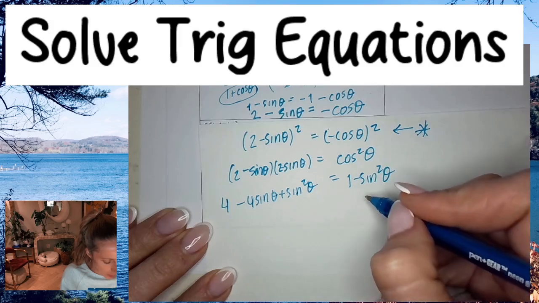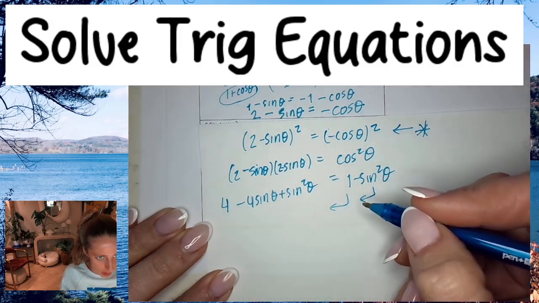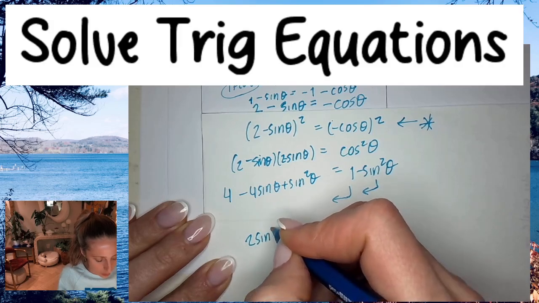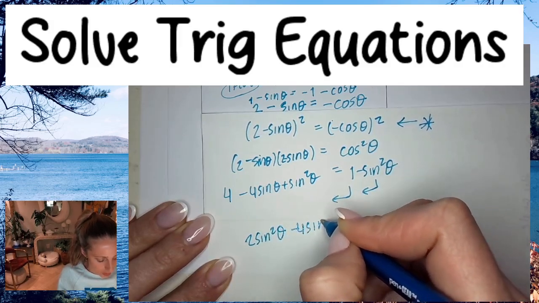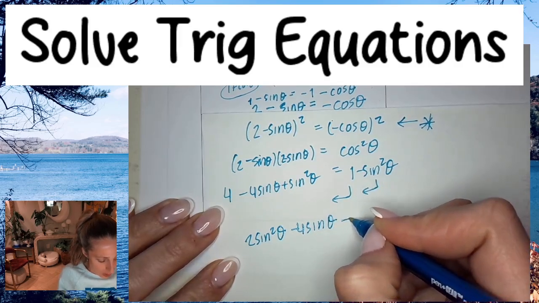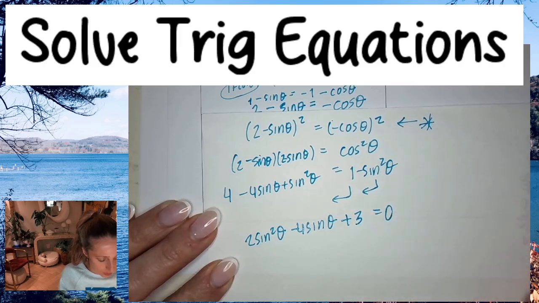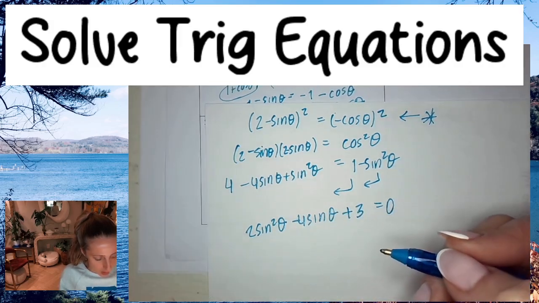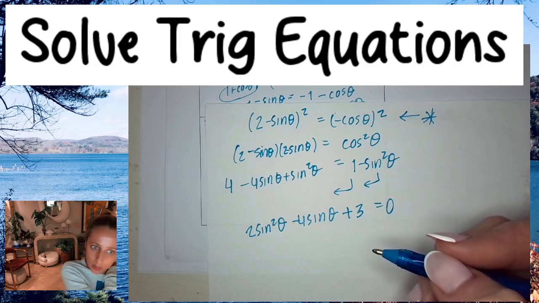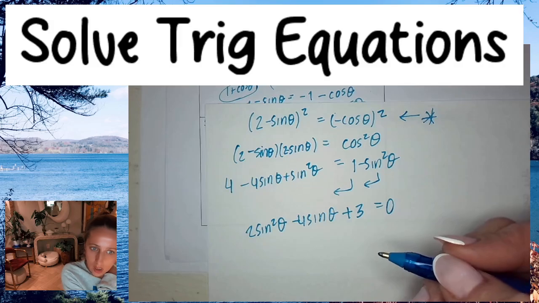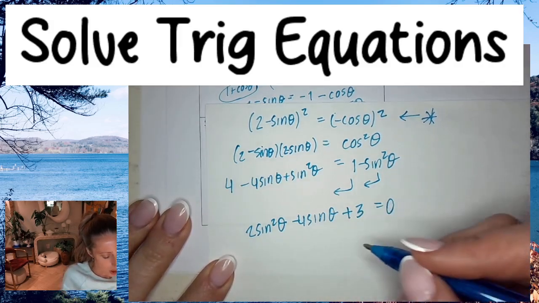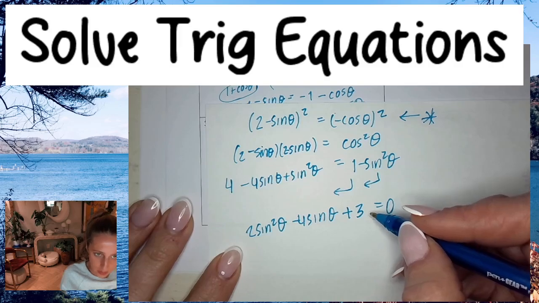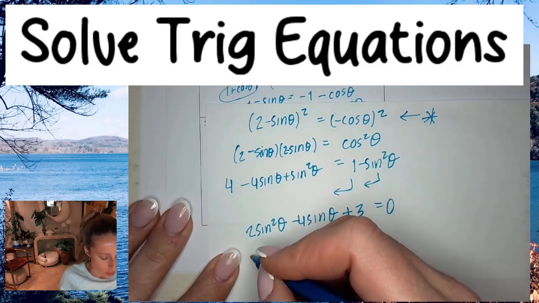Then we're going to get everything equal to 0 and put it in descending exponential order. So I'm going to add sine squared and subtract 1 from both sides. I'm going to reorder this. If I add sine squared, I have 2 sine squared on the left, minus 4 sine theta. 4 minus 1, so plus 3, equals 0. Now I'm going to factor this, but it doesn't factor. 2 times 3 is 6. Nothing multiplies to give me 6 and adds to give me -4, so I have to use the quadratic formula.